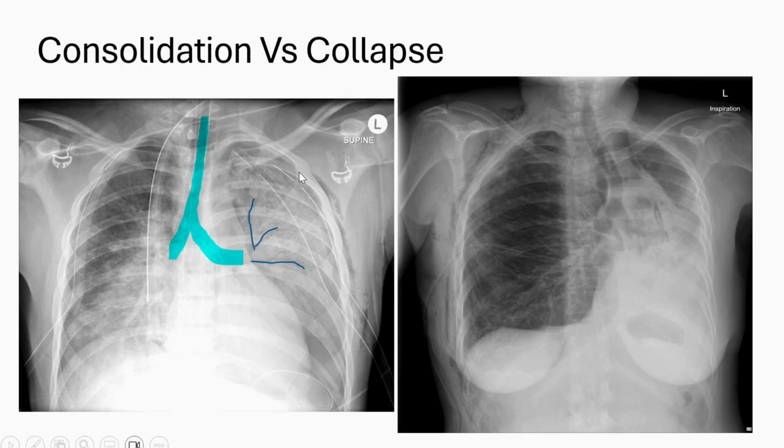Now in consolidation we can see that the trachea and bronchus are central, there is bronchovascular marking, there is no crowding and no volume loss. Mediastinum is midline. So this is the consolidation. This is all about the collapse.